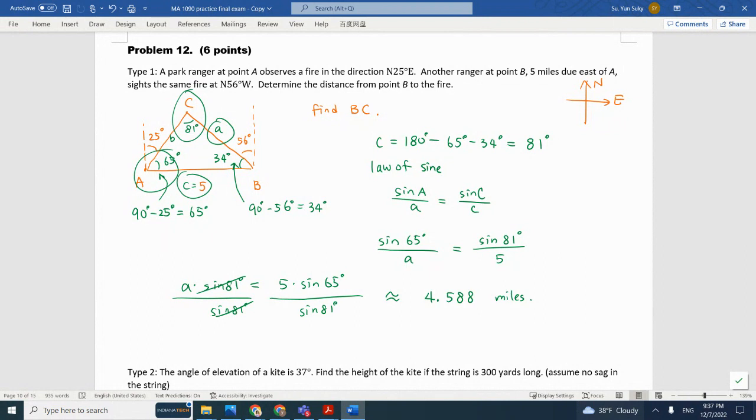Okay, so this is the distance from point B to the fire. So far so good. If you can understand this part, could you type 1 in the chat? Oh, 12 works, yeah. Thank you.